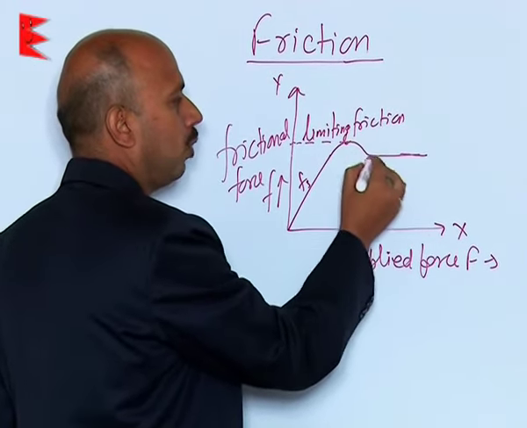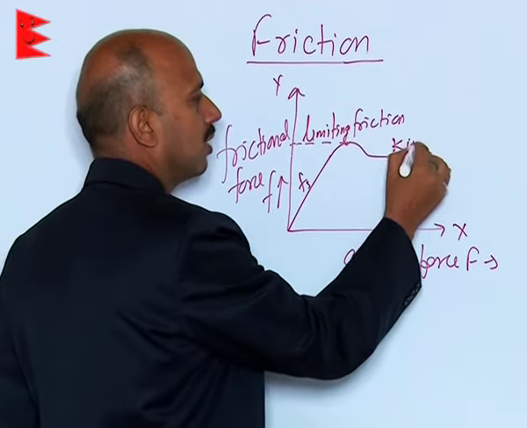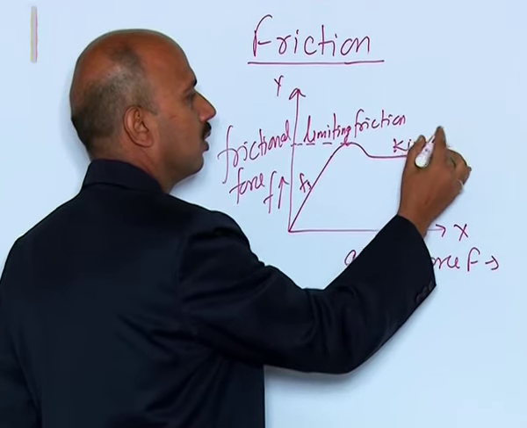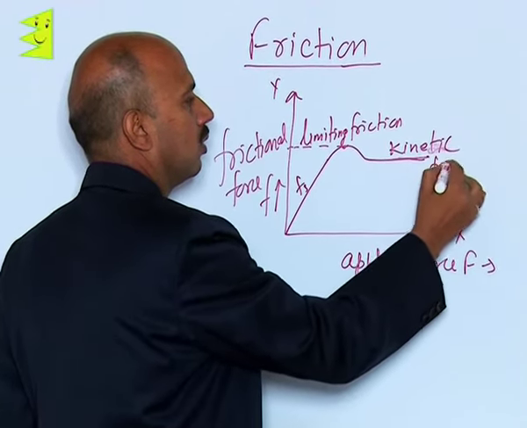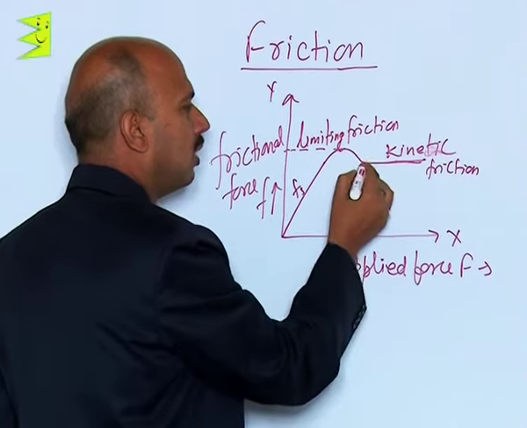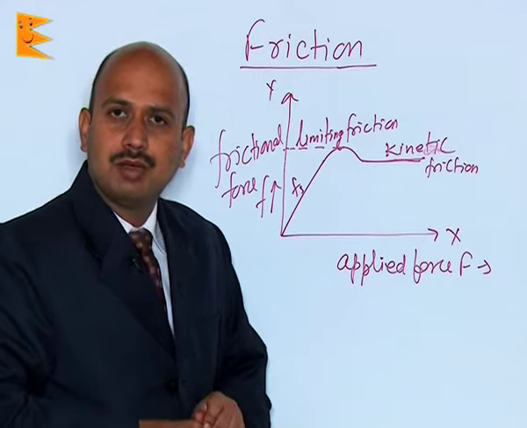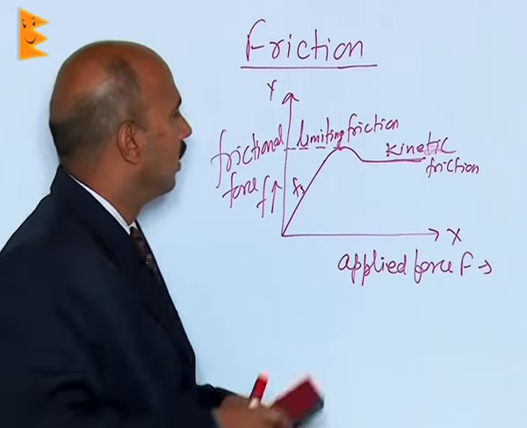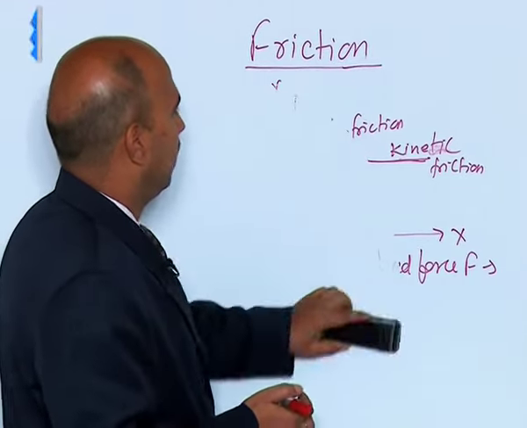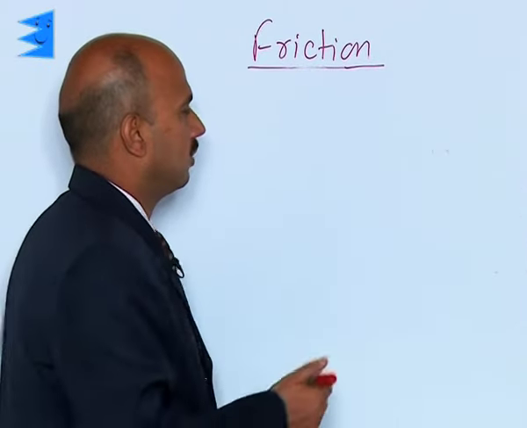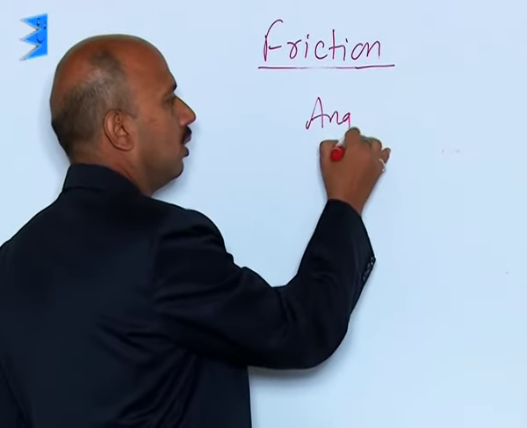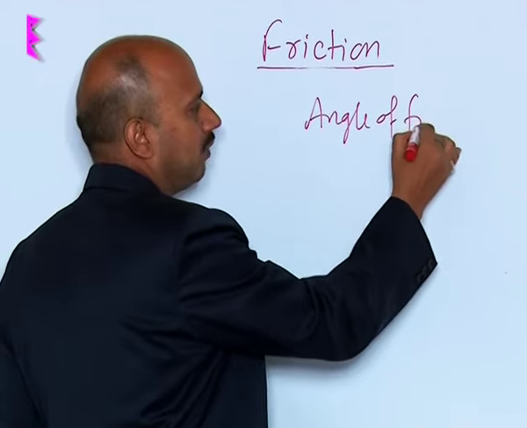And here when the body comes into motion, this is known as kinetic friction. Now from here, the value of kinetic friction is slightly less than the limiting friction. Now, see angle of friction here. What is the angle of friction? For that we can take here angle of friction.